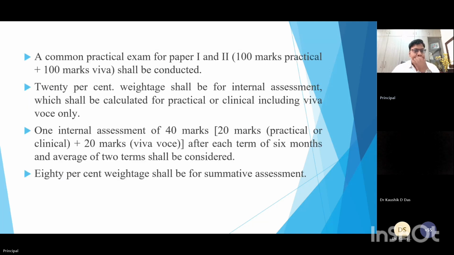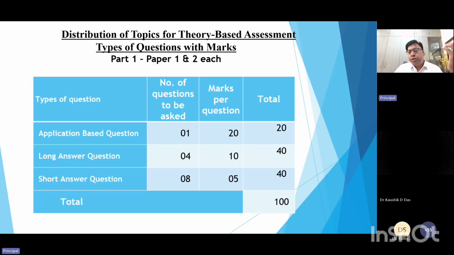Next, the distribution or arrangement of the questions in the question paper. One question of 20 marks, 4 questions of 10 marks each, and 8 questions of 5 marks each, thus coming to a 100 marks question paper for MD Home Part 1 paper 1, and paper 2 also has the same distribution.